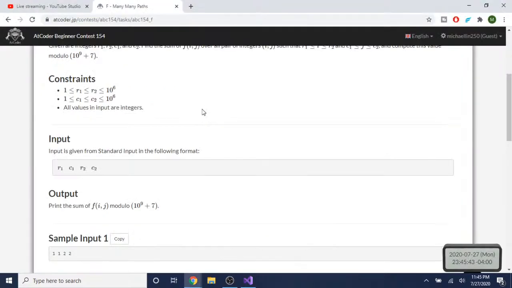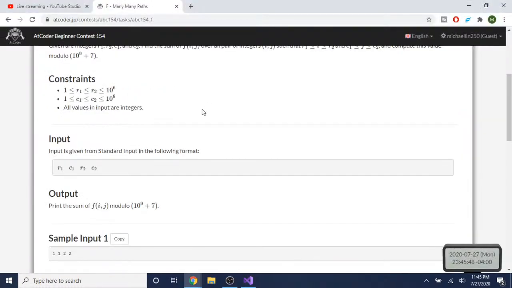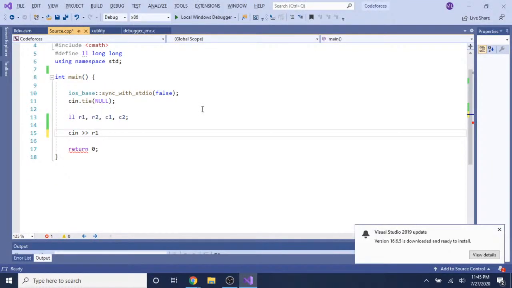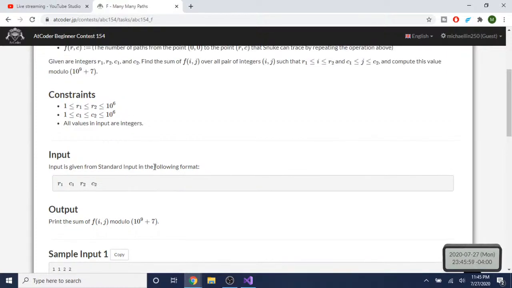First of all, I'll create variables for R1, R2, C1, C2. All right, and I'm going to read in R1, C1, R2, and then C2. So I read in R1, C1, R2, C2.